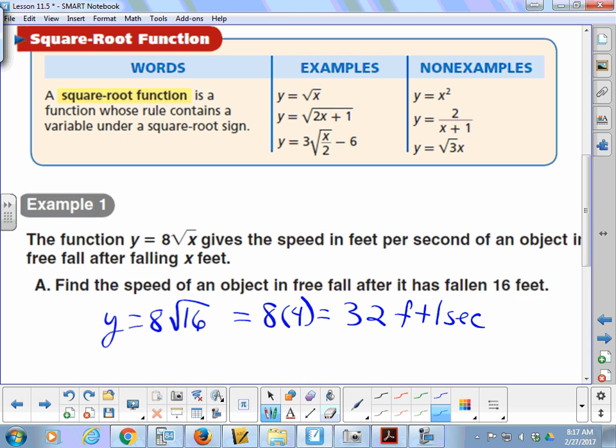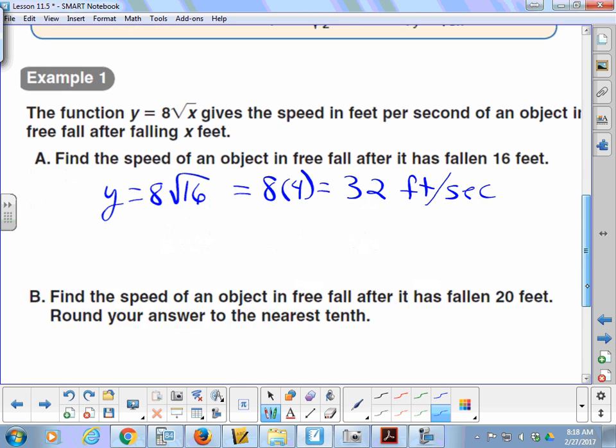So after falling for 16 feet, this object is now falling at a rate of 32 feet per second. So the farther it's gone down, the faster it's going. It's picking up speed as it drops. Okay.